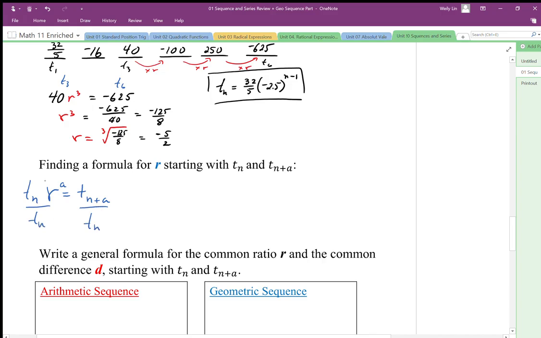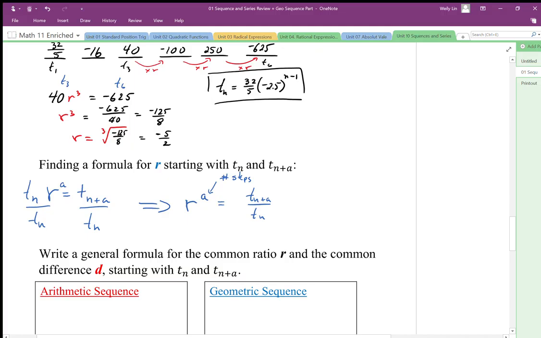like this. And this generates a formula of R to the power A, and A represents a number of steps. This represents the number of steps, or the difference between n and n plus A, and that's equal to Tn plus A over Tn. Okay, so we can write it like that.